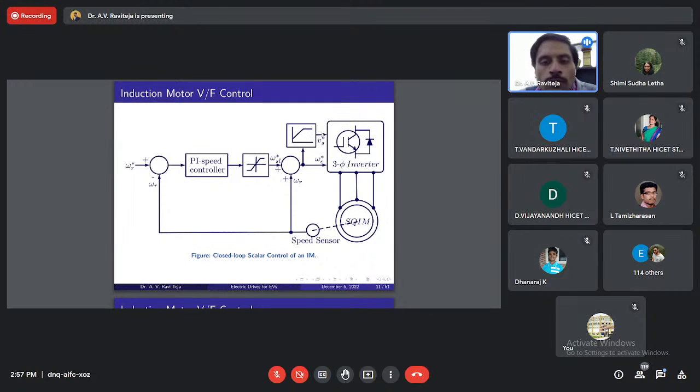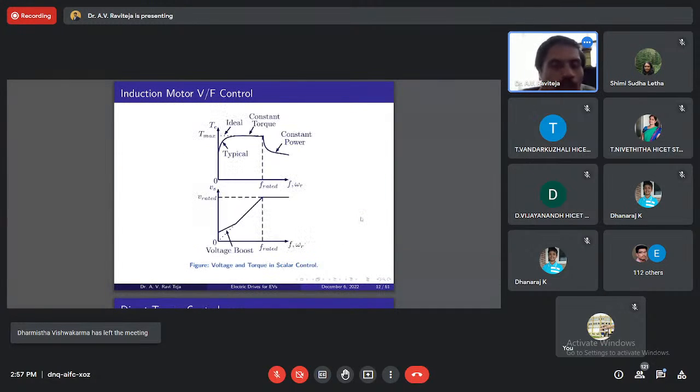So these two limitations, but within the range, you can make V by F constant and apply on the motor through an inverter, which will help you in making a fast response in the induction motor. And then this is the typical torque curve. Till rated, I maintain V by F constant, so I can actually achieve constant torque.